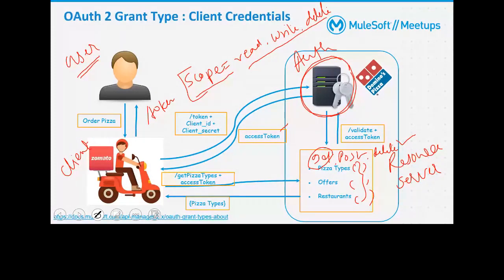So a security violation is not possible, because with that token you cannot call two different APIs which are running on two different servers. Not possible, because every server will have its own auth server.